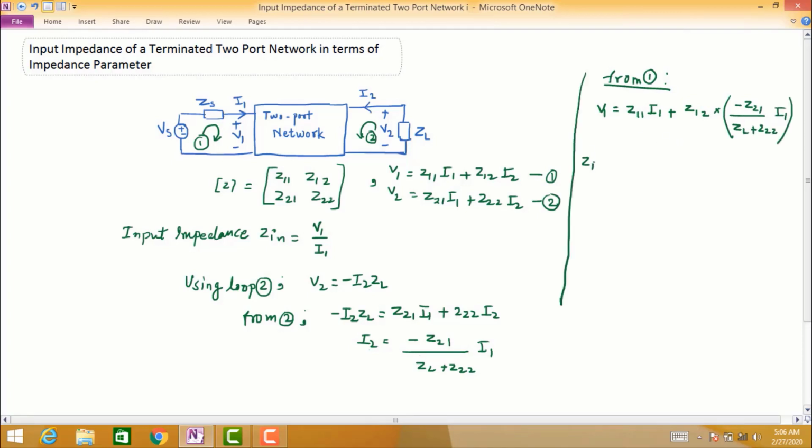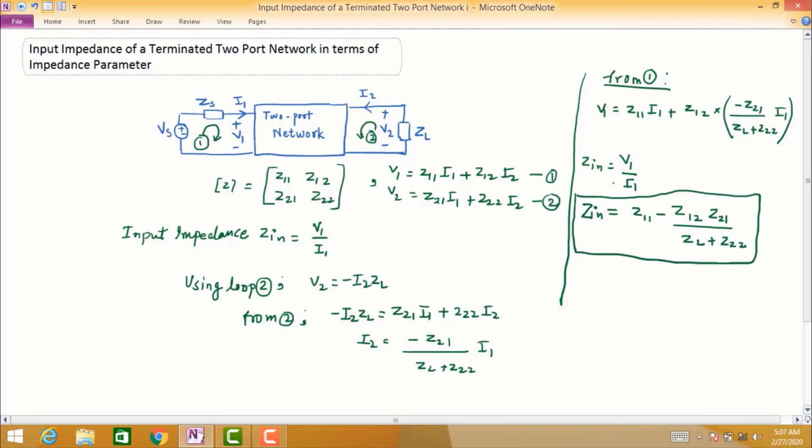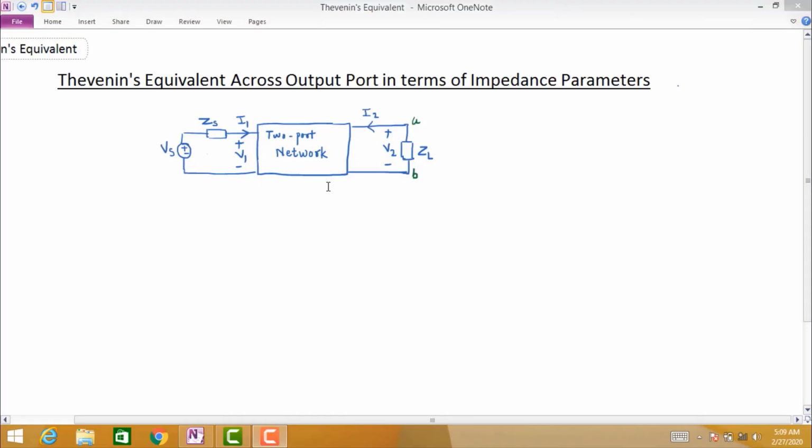From here, Zin can be calculated as V1 by I1, and that is equal to Z11 minus Z12 into Z21 whole upon ZL plus Z22. So this is the input impedance of this two-port network. Now we will calculate the Thevenin's equivalent across the output port of this two-port network using impedance parameters.